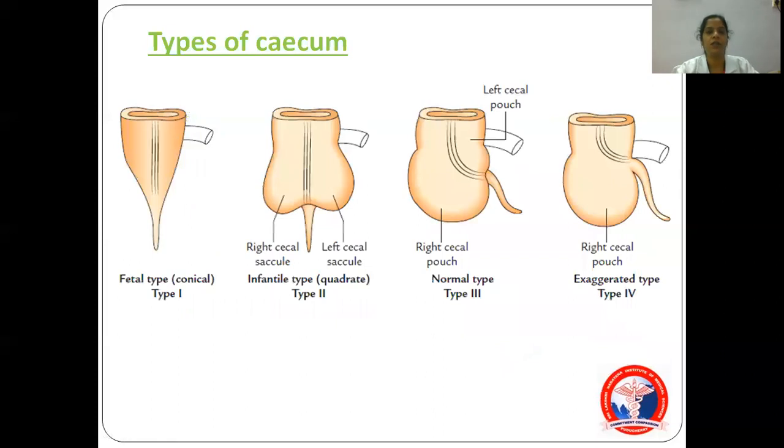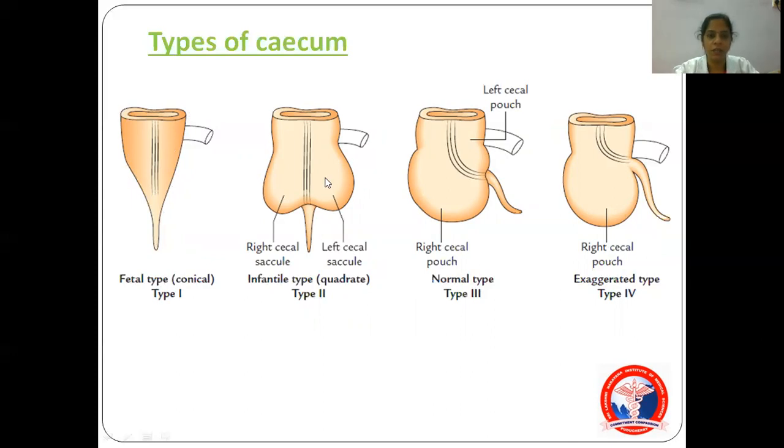Now, types of the cecum. After birth, there will be growth of the cecum. We have 4 types of the cecum. The first type is also called the fetal type or conical type. In the fetal type or conical type, it will have a pointed end below. From that part, you can see the origin of the appendix. So that is named the fetal type or conical type.